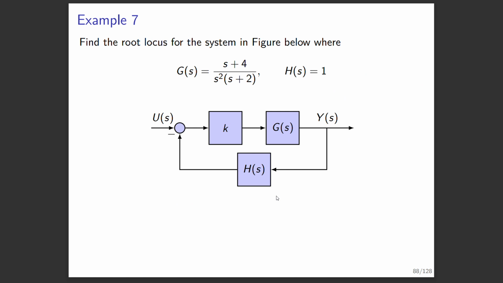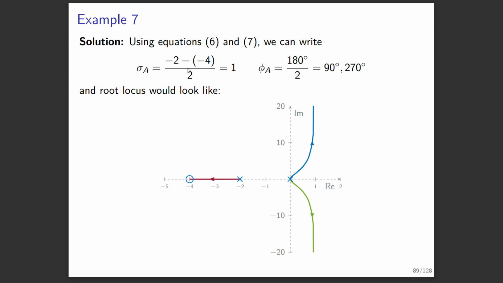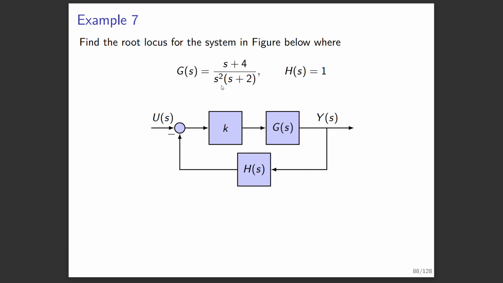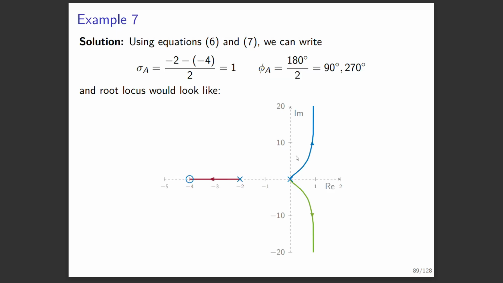So let's see an example. Find the root locus of the system below. So this is G, this is H. My open loop poles are 0 and 0 and -2. My open loop zero is -4. So first I put 0, 0, -2 and -4.